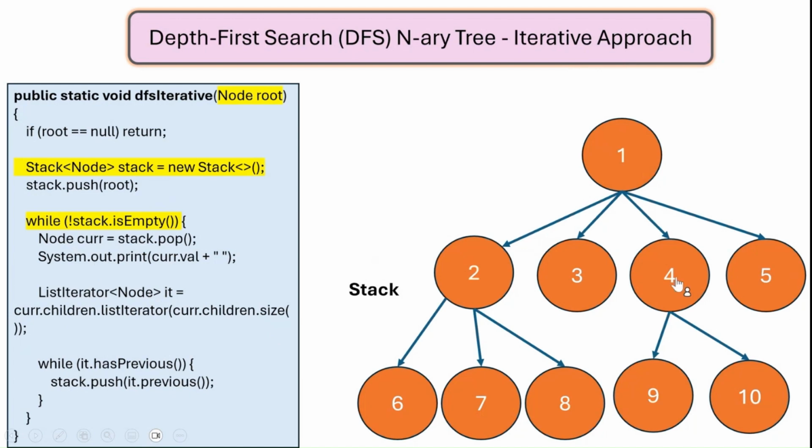And you can see all the nodes of the N-ary tree are visited using the DFS iterative approach. So this is the implementation of the DFS iterative approach for an N-ary tree.